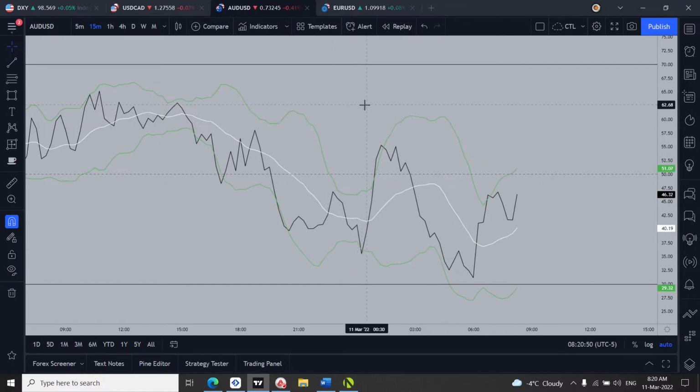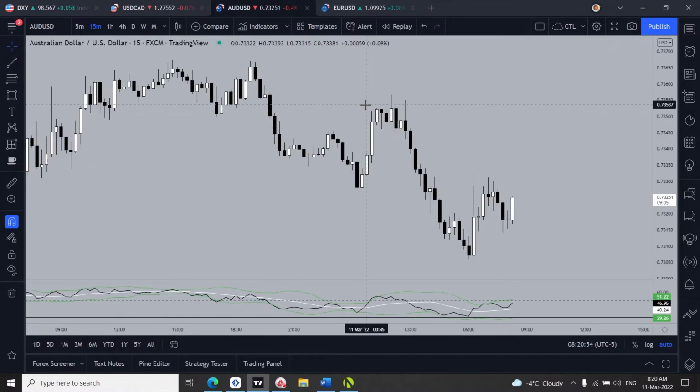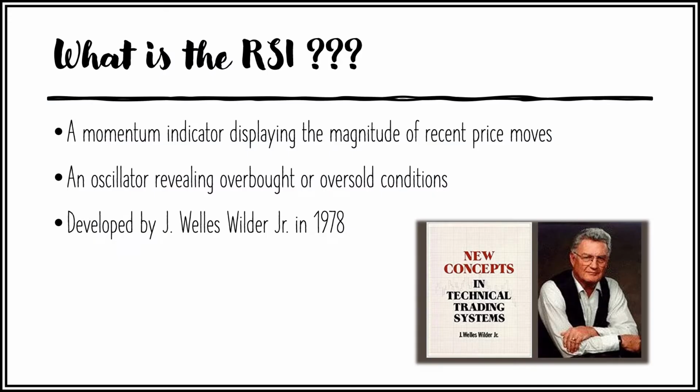But those aren't full signals. You do need other confirmations, right? But anyway, that's the gist of it. That's what it looks like. That's how you get it on your chart. And those are your options to play with. All right, so now let's move on and get into what this thing can really do.